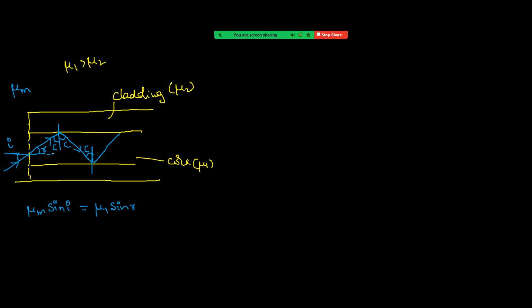Now coming to here, this is r, this is 90. So C will be equal to 90 minus r. I'm writing here the C value as 90 minus r, or you can say the r value is 90 minus C. Now the key point is that at this point, the angle of incidence must be at least greater than C, or slightly greater than C, to have complete reflection.